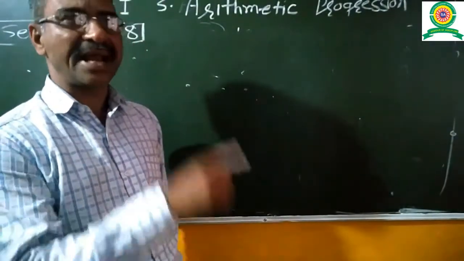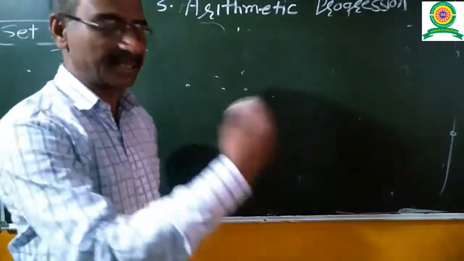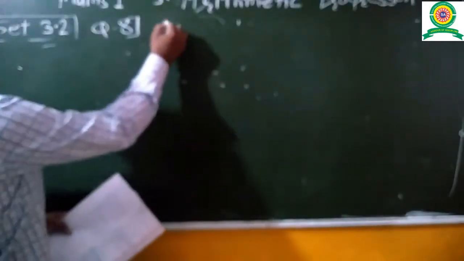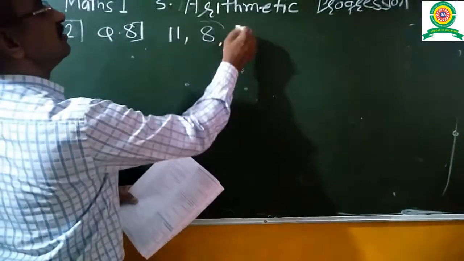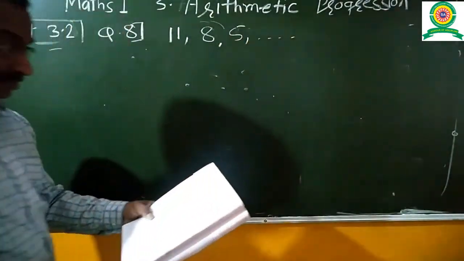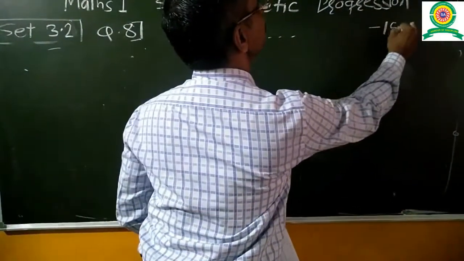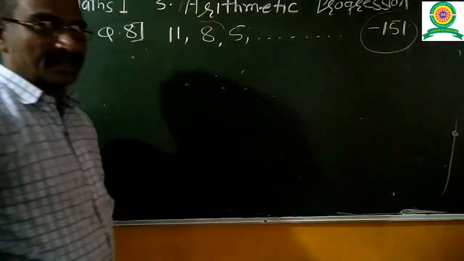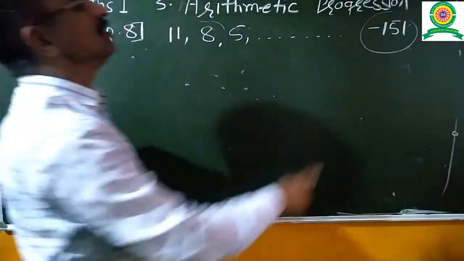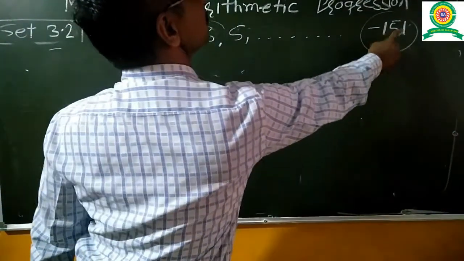Question number 6 and 8 are similar, so we are solving question number 7 after it. Question number 8. The terms of an AP sequence are given: 11, 8, 5 and so on. If -151 is a term in this AP, at which position in the sequence will it come? Means we want to find this number's position.